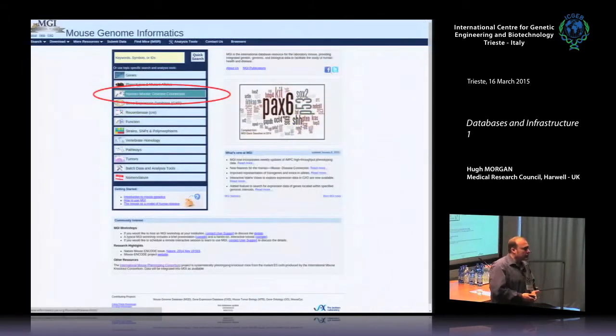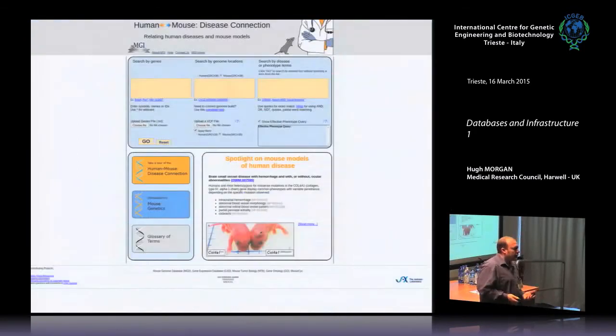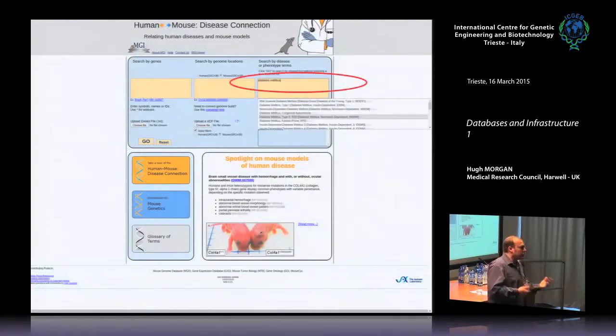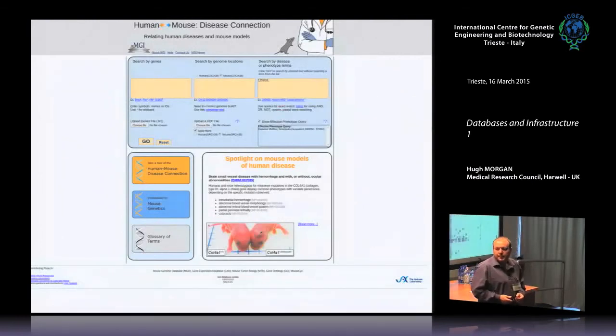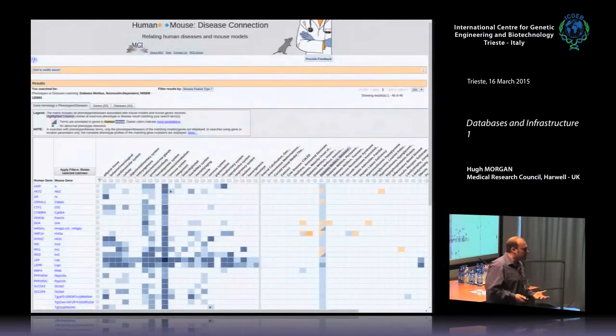There's one other aspect of the site that I'll mention here. In this case, it's a relatively new one. This is mouse gene to human disease relationships. In this tool, it's a separate tool, but again, it's search-driven. So I've typed, in this case, diabetes mellitus. Got a drop-down box. I've selected one. This is non-insulin-dependent diabetes. And I've selected Go to get to a heat map.